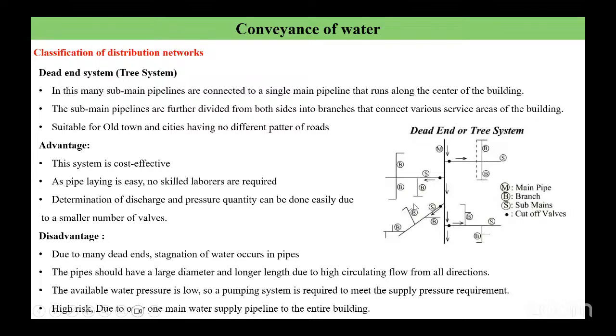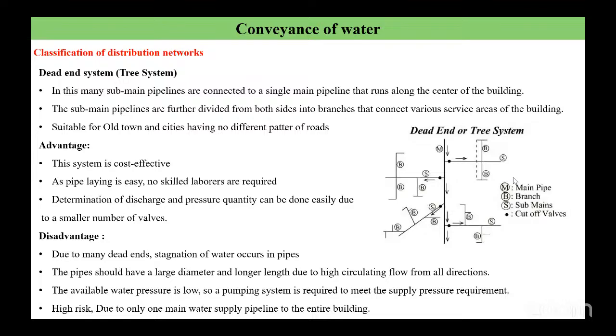So what are the advantages? This is a cost effective system; we need not have a single pipeline for everything. We can install the pipeline wherever necessary within no time, pipe laying is also very easy, and less skill is necessary for this. The determination of discharge and pressure quantity can also be done easily. So we can monitor the pressure quantity and the discharge. This is mainly due to the small number of valves.